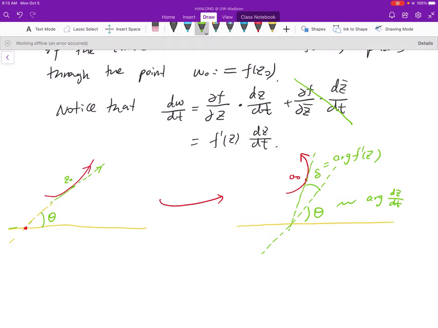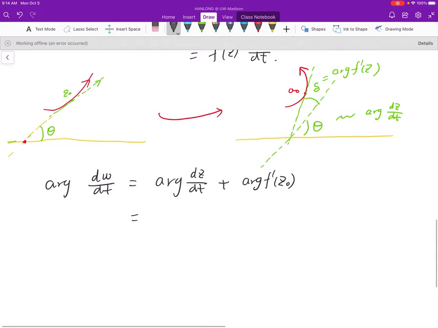So what is the image? What is the angle of the image? So the conclusion is the angle of the image at this point will be the angle of dz/dt, the original curve, plus the argument of the derivative. So this is theta plus delta.